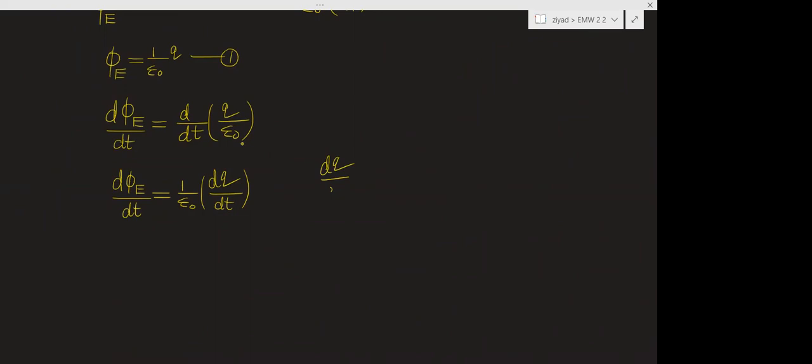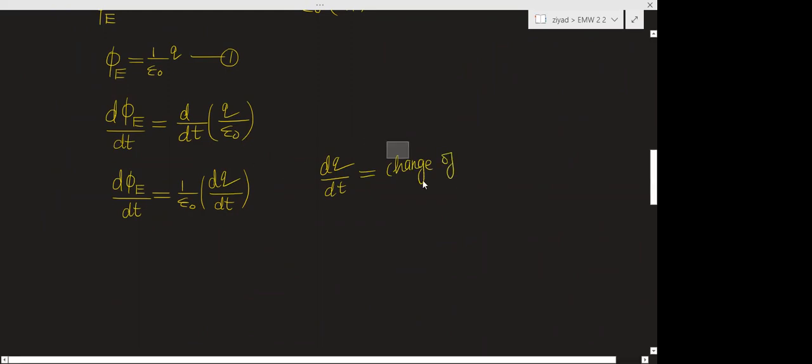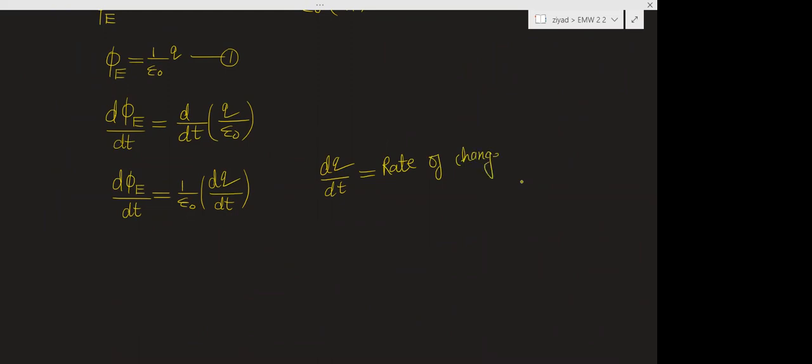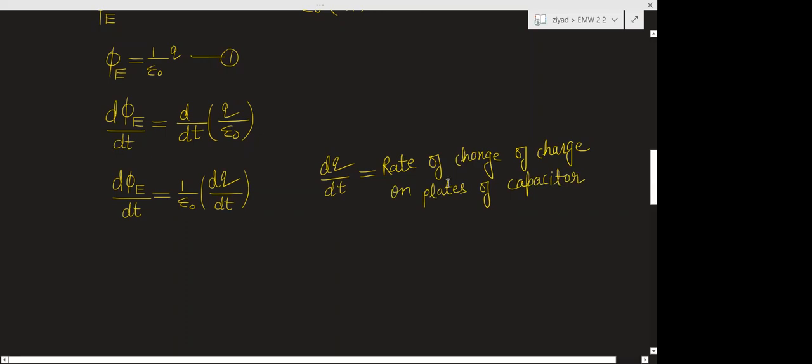What is this dq by dt? It is the rate of change of charge on the plates of the capacitor. This is dq by dt. This is not the rate of flow of charge. Basically, this is the rate of change of charge on the plates of the capacitor.